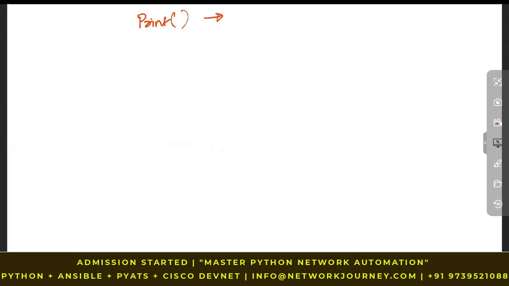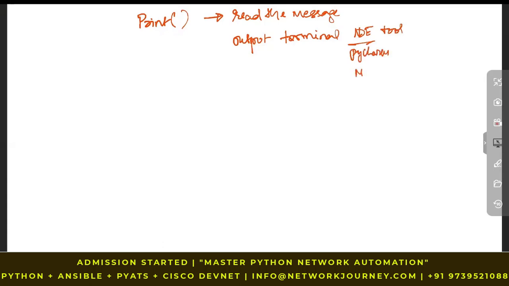It's a function which is used to read the message. And where is this message showcased? It is showcased on the output terminal of your IDE tool. So if I'm using PyCharm or MS Visual Studio, I should expect it in my output terminal. This can be used with any variables that you're using. The purpose of this is always to read the message.